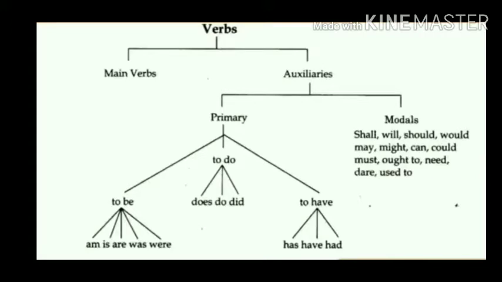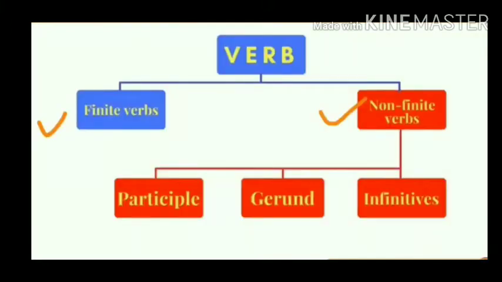Modals are shall, will, should, would, may, might, can, could, must, ought to, need, dare, used to. About all these modal auxiliaries, we have already studied in the previous chapter. Now let's come to our topic, that is finite verb and non-finite verbs. Non-finite verbs are again classified into three types, that is participle, gerunds and infinitives.